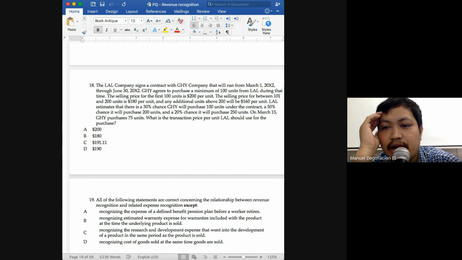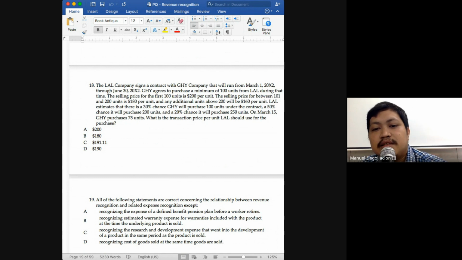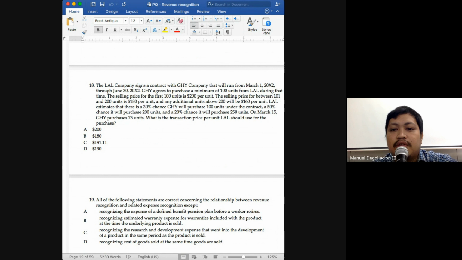If your estimated volume is 180, how much will be the total price? Remember that for the first 100, the price is $200 per unit. And if it's between 101 and 200, the price would be 180. Since our estimated volume is 180, the units beyond the first 100 are 80, so we will multiply 80 units with 180. How much is 180 times 80? 14,400. So 14,400 is the price of the 80 units.